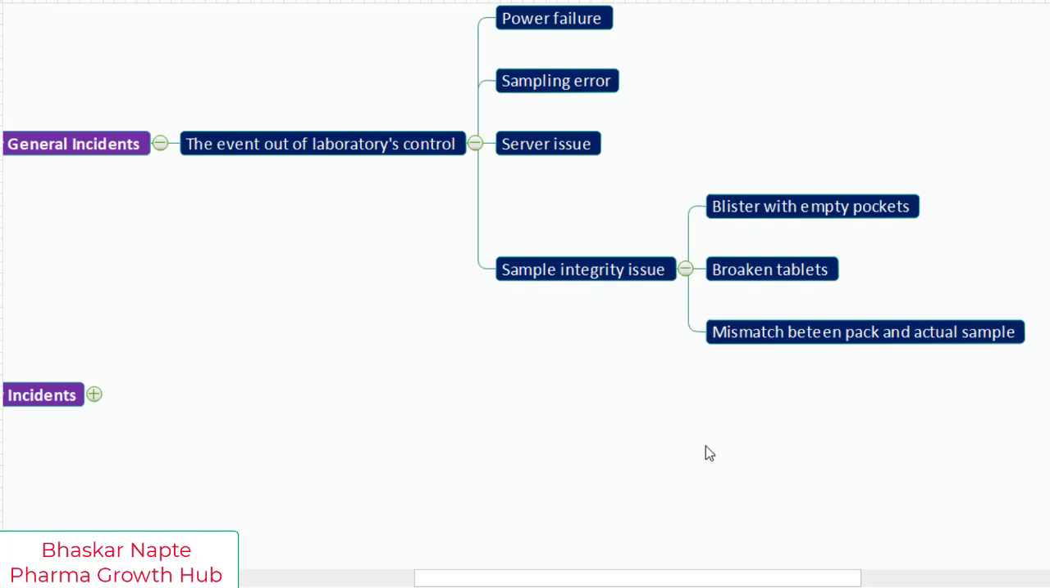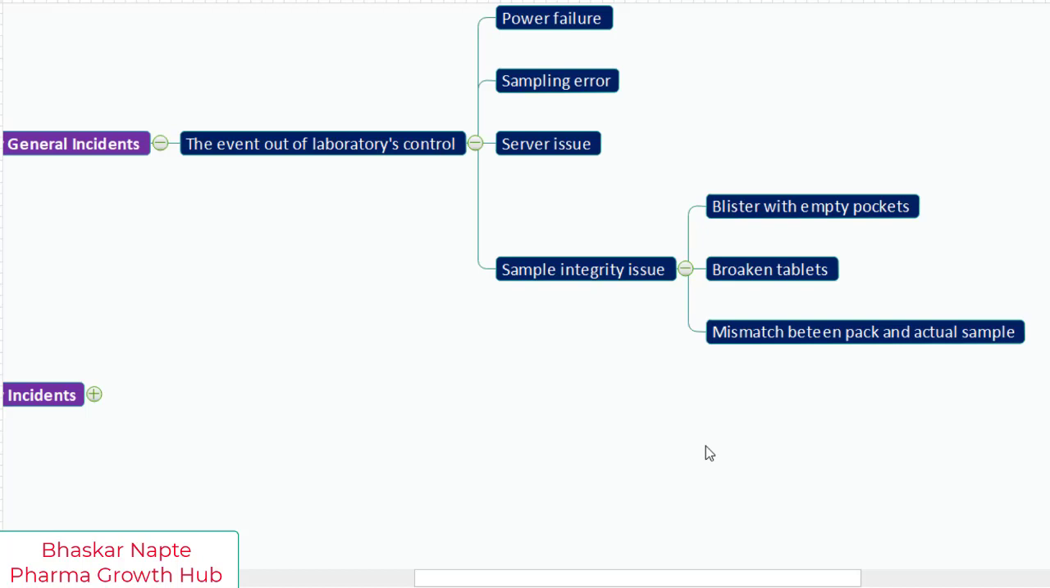So you have got the sample inside the lab, but you found that the actual primary pack present with the sample talks about a different batch as compared to the batch number mentioned on the sample pack. So this mismatch also needs to be discussed well with the quality assurance as well as the manufacturing team.